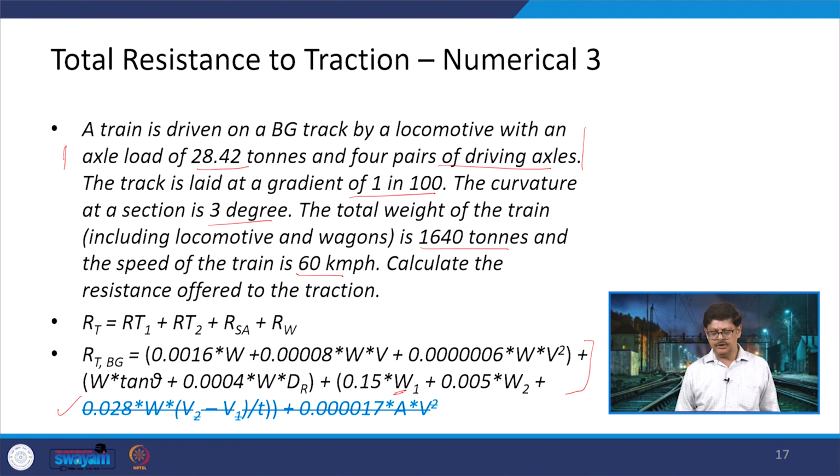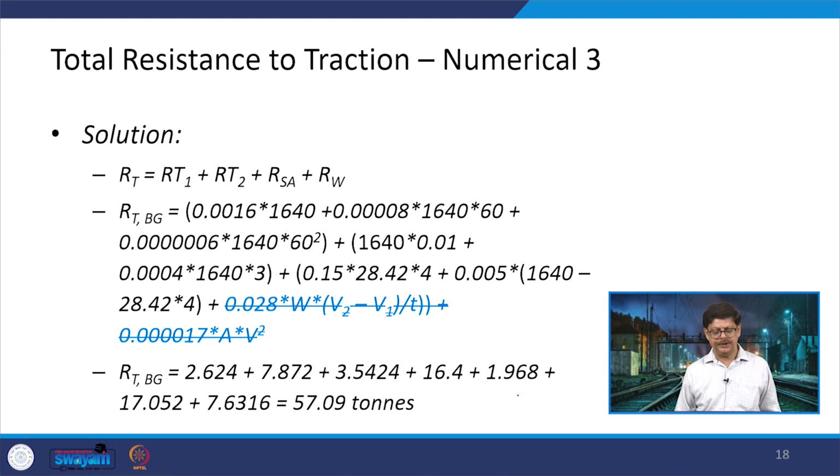So, W1 is the weight of the locomotive and the weight of the locomotive has been given here, that is 28.42 into 4 pairs of driving axles, and it is being subtracted from 1640 tons will give you the W2 weight. And that is where total W is 1640, and in the formula we have put all of those values here, and this is the weight of the locomotive, and 1640 minus the weight of the locomotive is being used in this way.